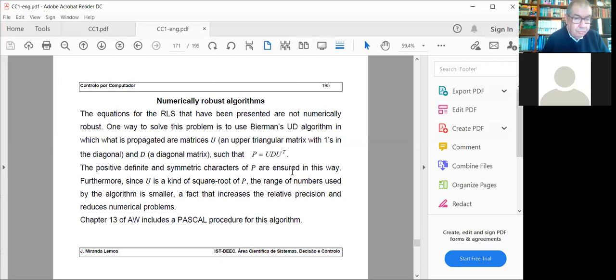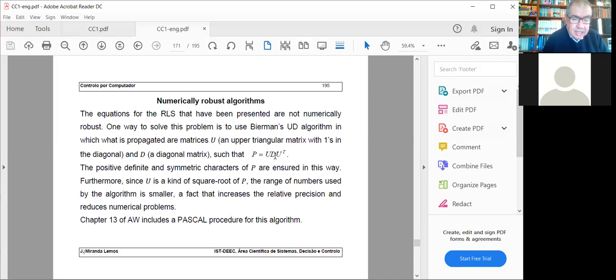Okay? So what happens? First, if you know that P is U D U transposed, no matter what the values of U and D are, P will always be symmetric. That's quite an important thing, keeping the symmetry of P in numerical terms. And the other thing is that you have this scaling factor that avoids having to deal with very large numbers and very small numbers.